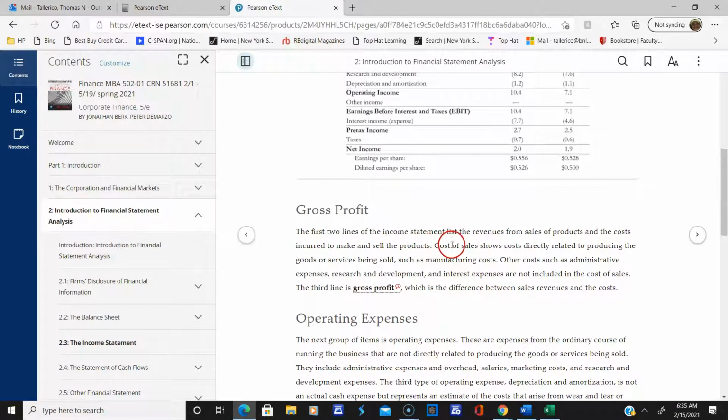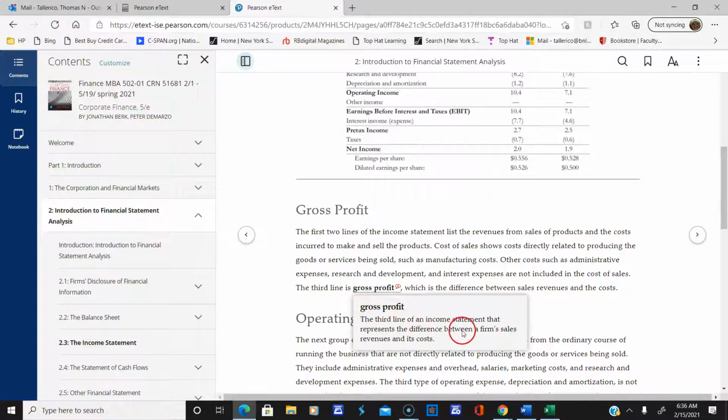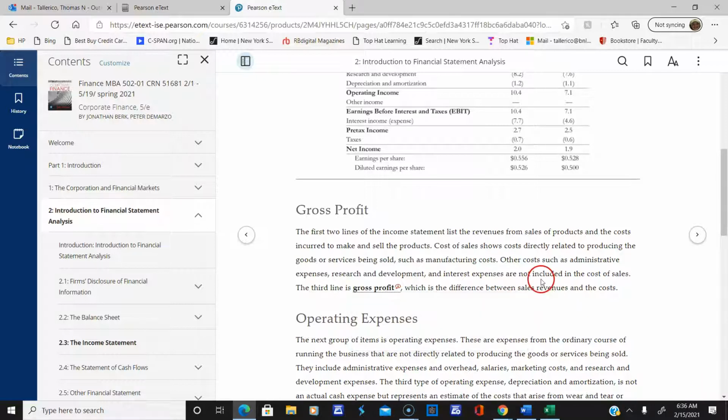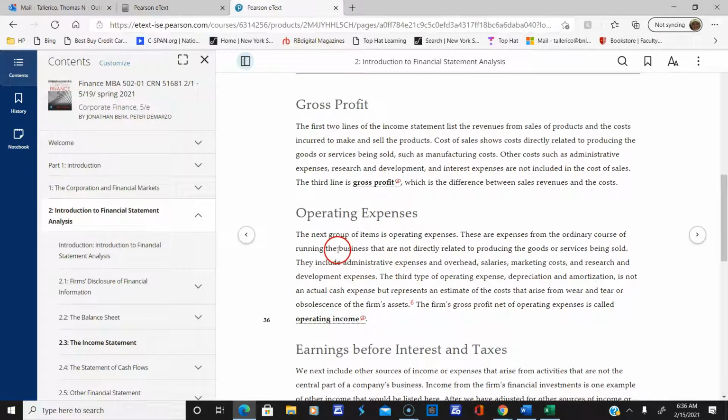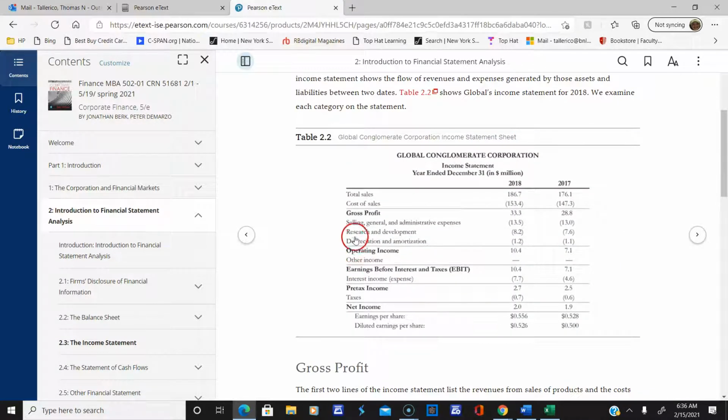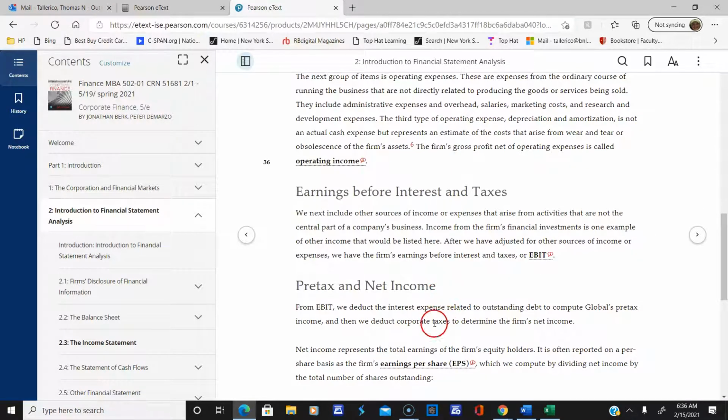All right, so again, the gross profit, as I just mentioned, lists the revenues from sale of products and the costs incurred to make and sell the products. Said here, the gross profit is the difference between the sales and the costs. It's the third line of an income statement that represents the difference between a firm's sales or revenue and its cost. And then we have our operating expenses here, as I mentioned, and then here's EBIT.